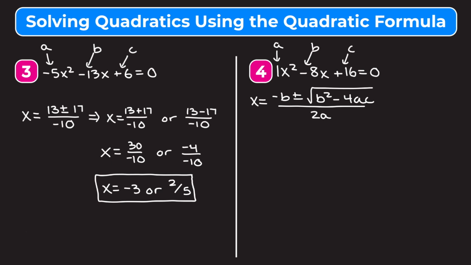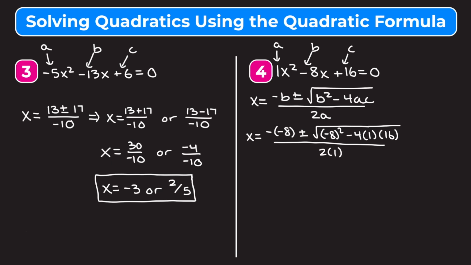And let's start plugging in our values. So we have x is equal to negative b, so negative 8, plus or minus the square root of b squared, so negative 8 squared, minus 4 times our a value of 1, times our c value of 16, all over 2 times our a value of 1. Now we're going to simplify. Negative 8 is positive 8, plus or minus the square root of negative 8 squared, which is positive 64, and negative 4 times 1 times 16 is negative 64, and this is over 2.